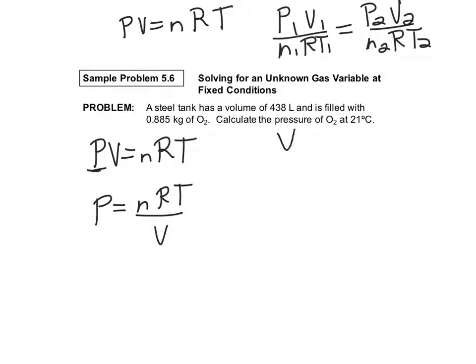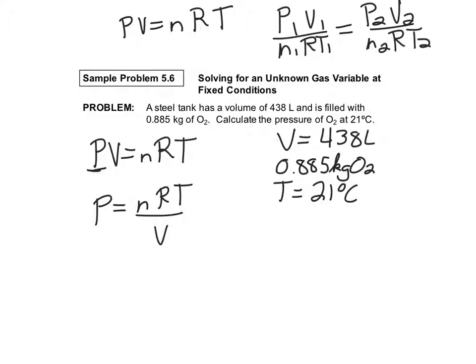They've given me a volume. V equals 438 liters. They've given me a mass: 0.885 kilograms of O2. They've given me a temperature. T is equal to 21 degrees C. And I know what R is. They didn't tell me this, but R is a constant. It's 0.0826 liters times atmospheres divided by moles times Kelvin.